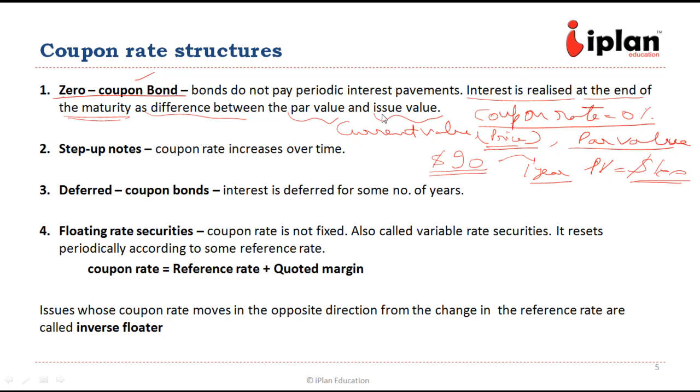If the borrower is the first borrower, then it will be an issue value. If the borrower has issued the bond and it is being traded in the secondary market and investors are purchasing from there, then it would be current value.